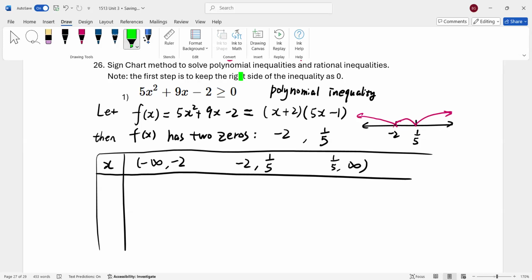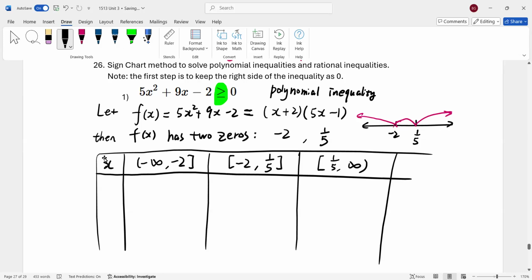And we should look at the original inequality symbol here, right? And we use a bracket in this case because it's bigger than or equal to 0. Okay, so we use a bracket. That's the reason. And here's -2 to 1/5, and here's 1/5 to infinity. All right. So that's the first row in the chart.